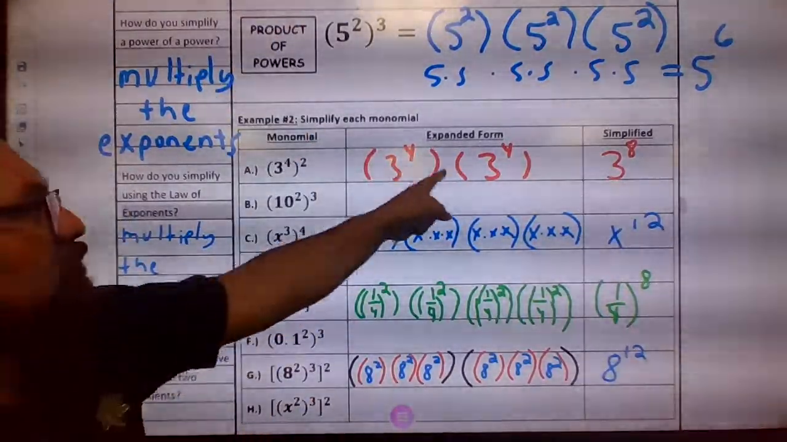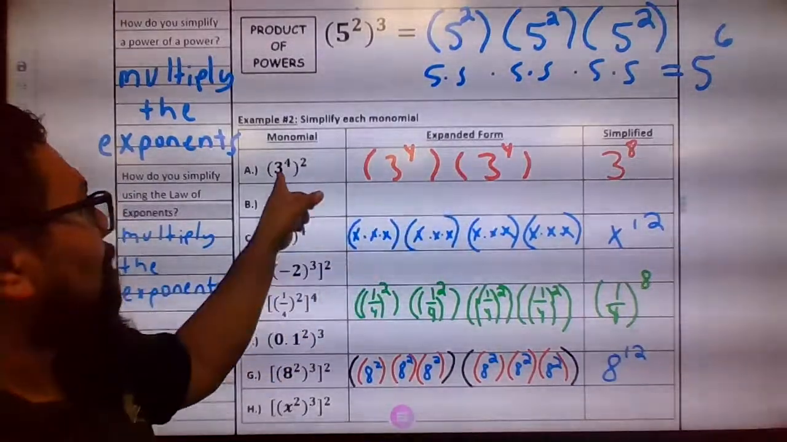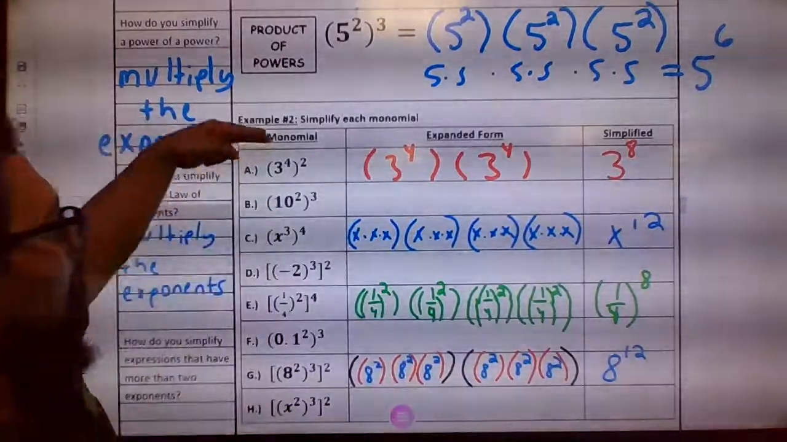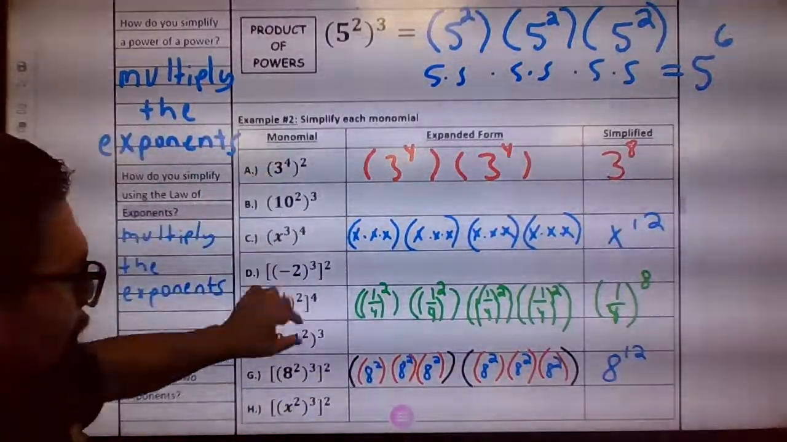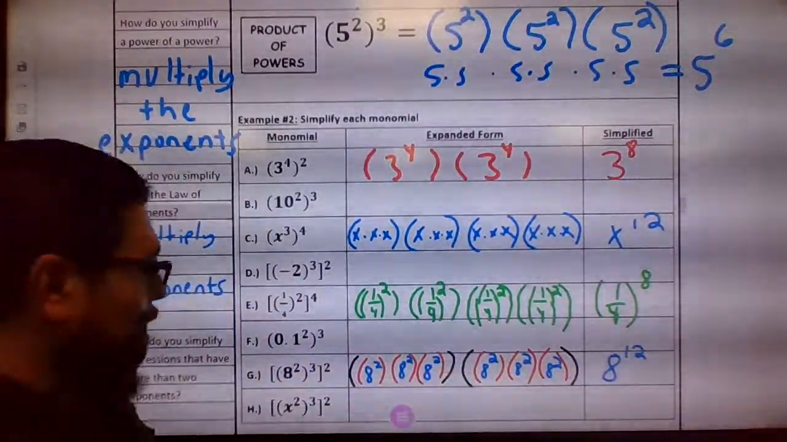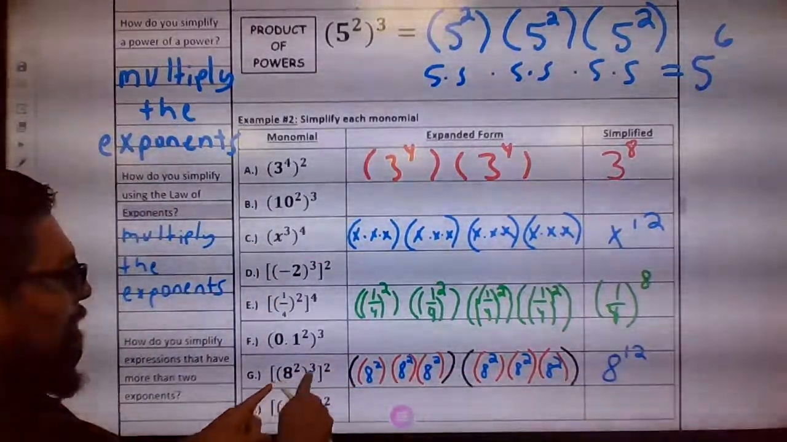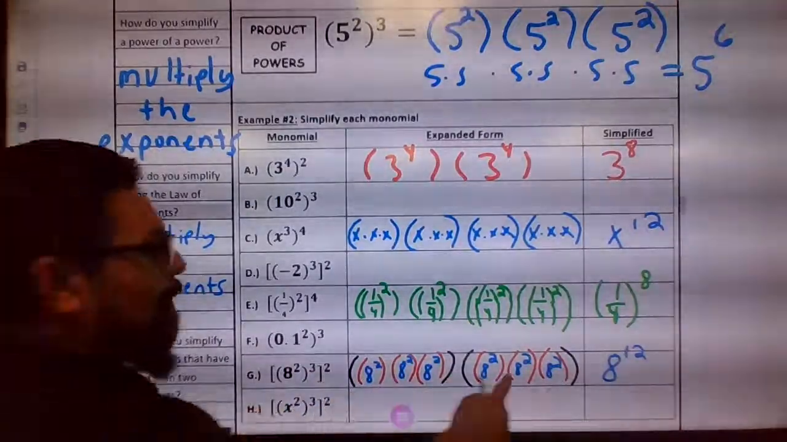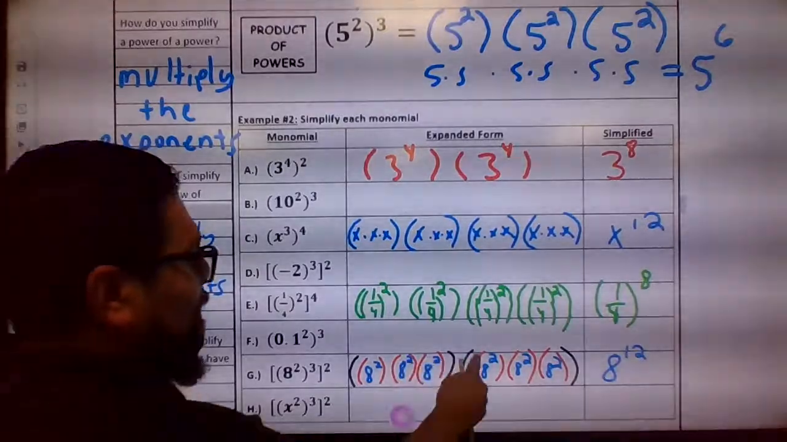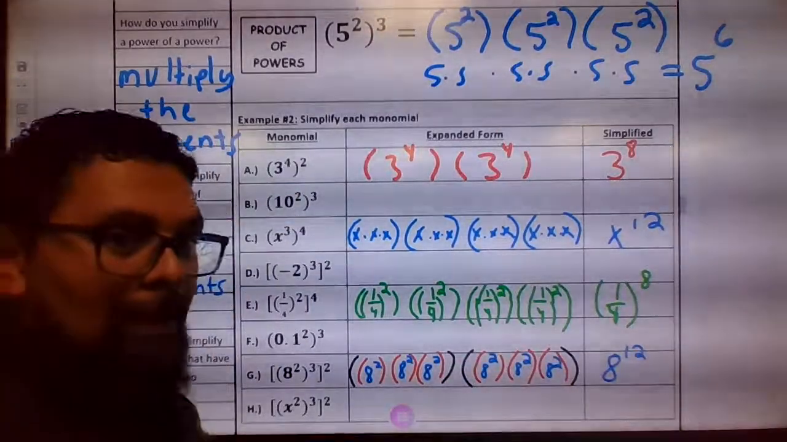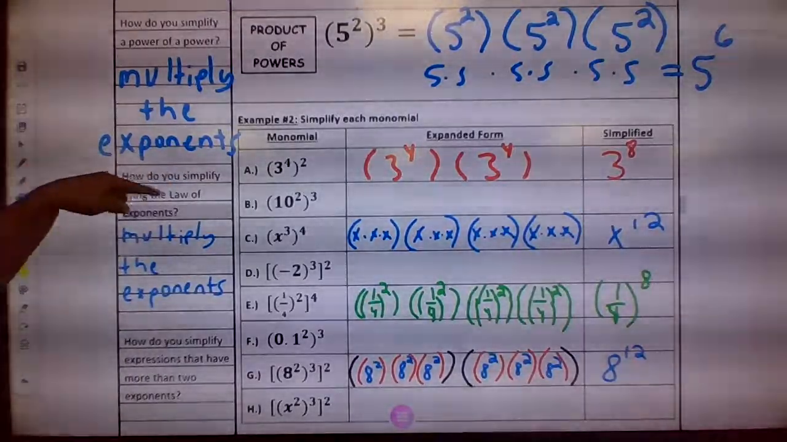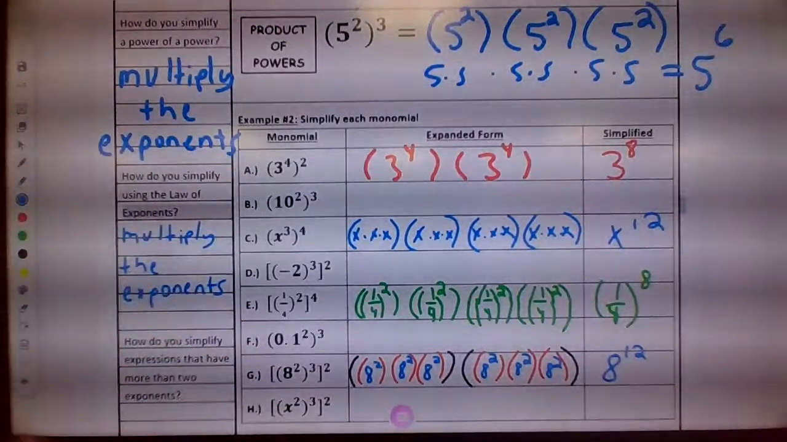And we still do that here. Right here, when we simplify this, we add these now. 4 plus 4 is 8. But when you have them like this, you actually multiply them. When you expand them like this, you add them. See that? See how right here we do 2 times 3 is 6 times 2 is 12? And then right here, you were adding them. 2, 4, 6, 8, 10, 12. Okay, hopefully you guys are seeing that pattern. But how do you simplify using the law of exponents? In this case, we multiply them.